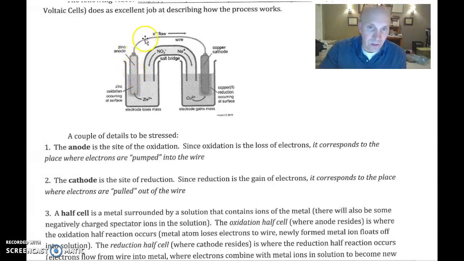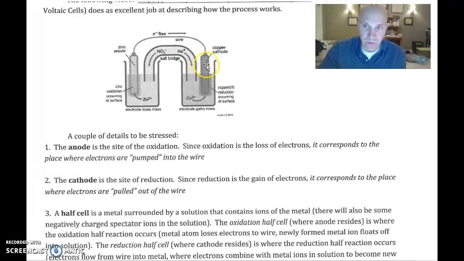The electrons go through the wire, but then when they lose the electrons, it creates a positively charged metal ion. Those simply float out into the solution. All right. The reduction half cell, aka the cathode, is where the reduction occurs. All right. So the source of the electrons for the reduction comes from the wire.